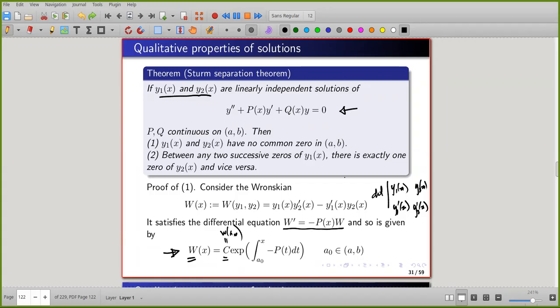But on the other hand, if y1(x) and y2(x) had a common zero in this interval (a, b), let's assume that this is not true. That would mean that this term y1(x) vanishes, and this term y2(x) vanishes, right? That would mean that the Wronskian vanishes, but we know that's not true. So we get a contradiction. Therefore, y1(x) and y2(x) have no common zeros in the interval (a, b). So that proves one. I hope that is clear.